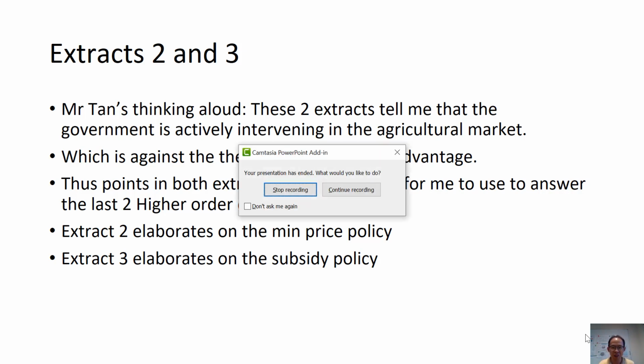So that's my last slide. To end off this simple introduction on how to read a case study, remember, read with a purpose. Read activating the various economic schema in your head. If you are able to do this, you'll find that it's rather a piece of cake. It's not too difficult to get a relatively good score for your case study.